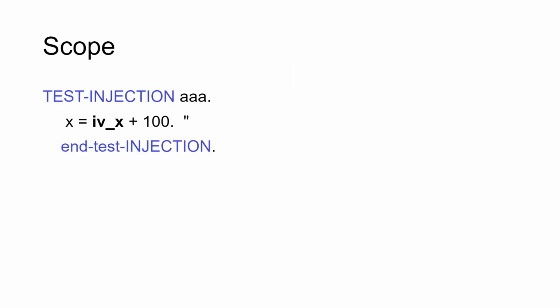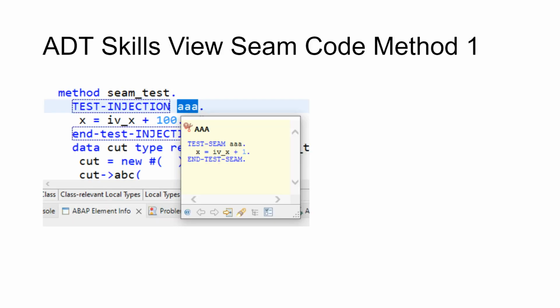Let's go back to test injection. The syntax structure is similar to test seam, and it also has a seam name. In the test injection statement, you can access all variables within the scope of the test seam statement. That is, the context outside the test seam can be accessed in test injection. The use of test seam is as simple as that.